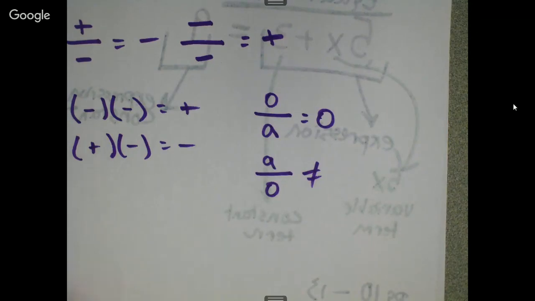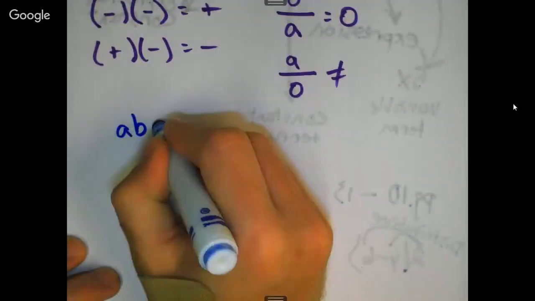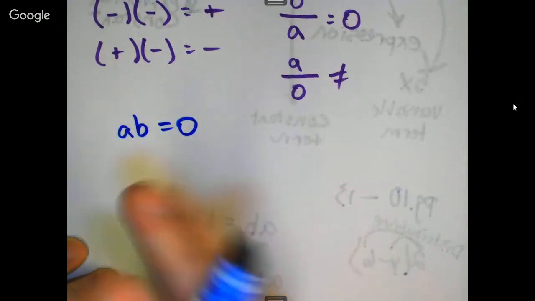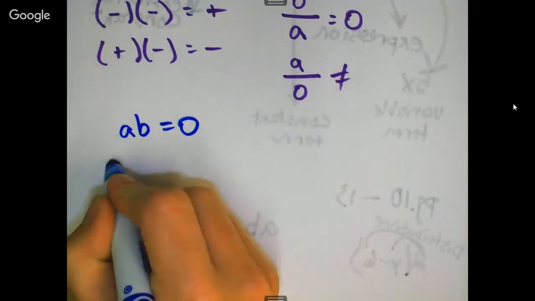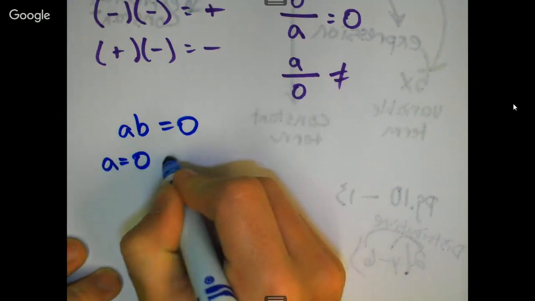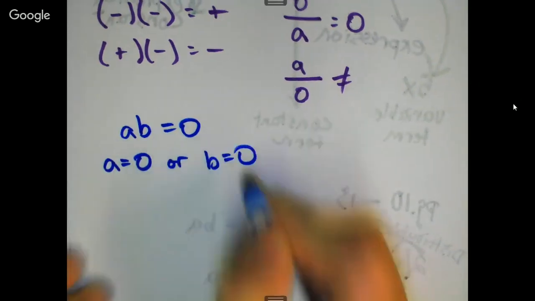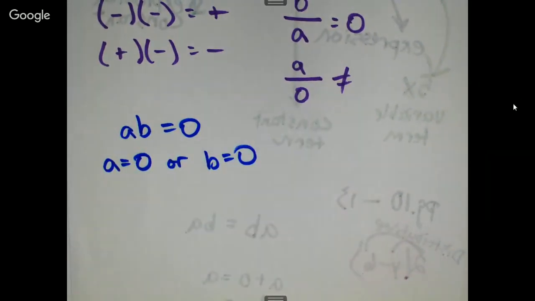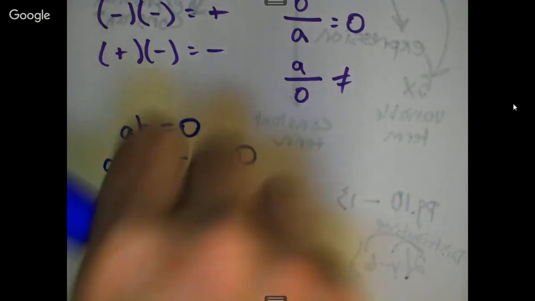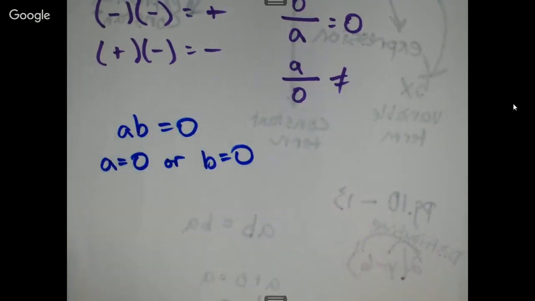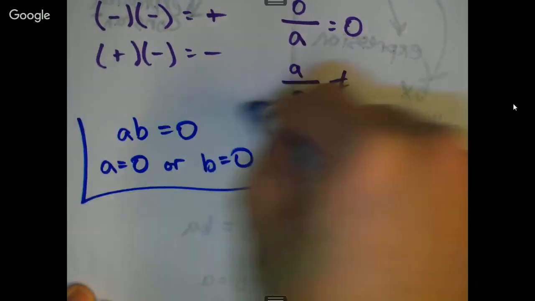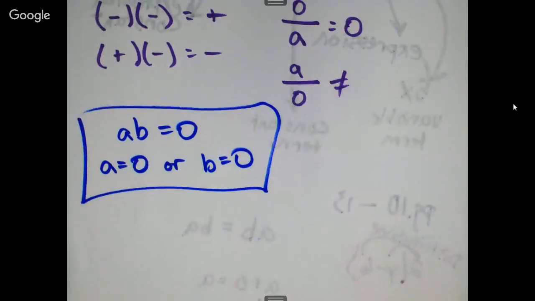Here's an important one that you want to know. If A times B equals 0, you get this in algebra 1 and algebra 2, then either A is 0 or B is 0. Okay, one of those has to be 0. You use this a ton in college algebra, so you may put a big square box or something around it.